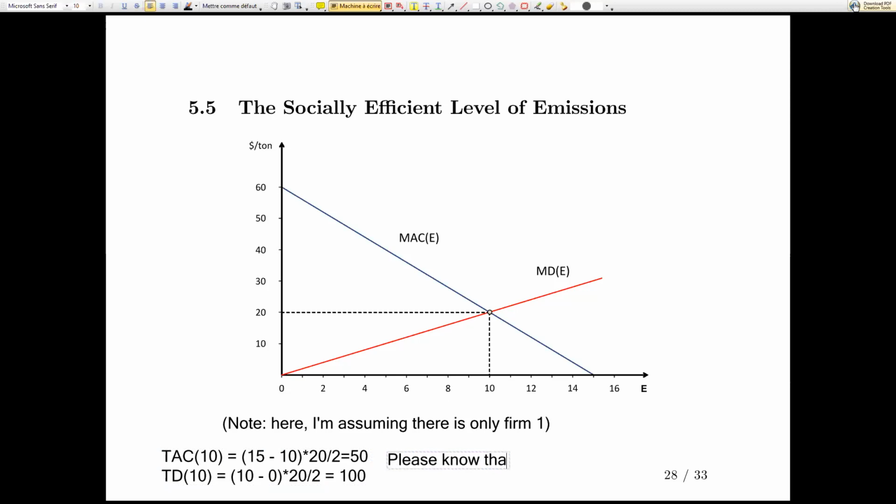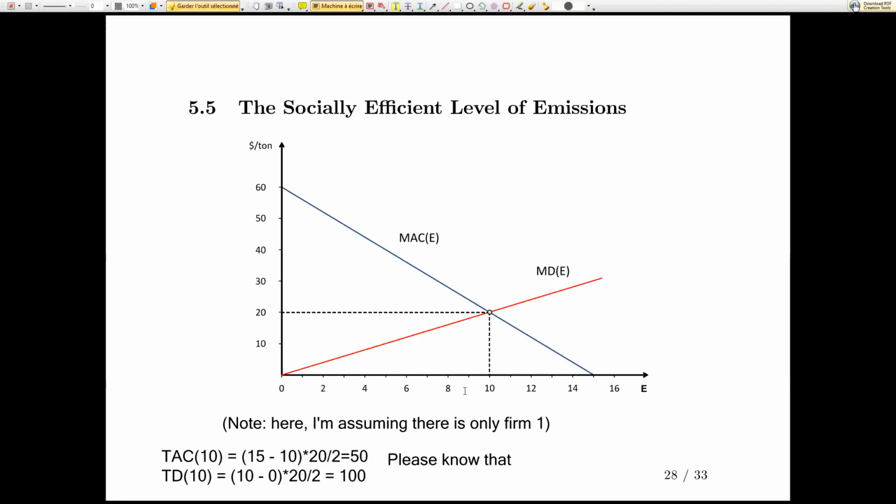I'm not going to tell you this at the exam. Please use your judgment. Total something is the integral of the marginal. So here, for total abatement, you start by not abating and you add up all the marginal abatement costs up to that point. And the total damage is, you start with 0 damage and you add up together all the damages.